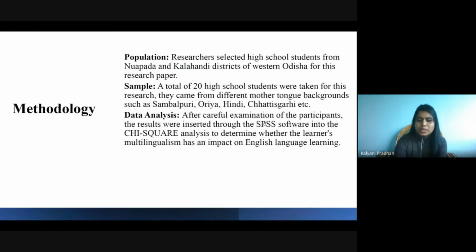This paper was conducted to find out whether multilingualism really affects Sambalpuri speaker students in English language learning. If multilingualism affects English language learning, then what are the influences and how can students overcome the consequences? Here I give a brief linguistic profile of Odisha.